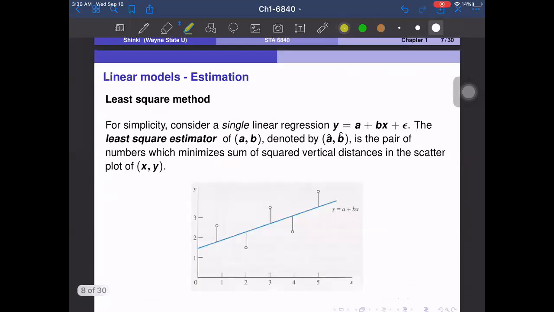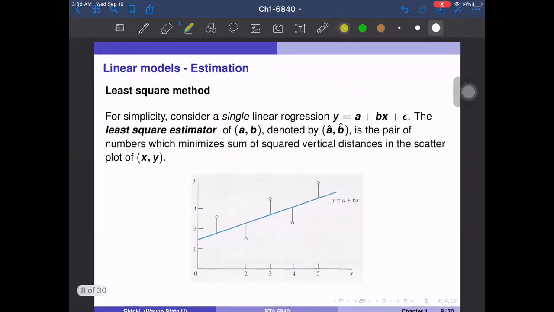Now we need a principle on how to determine beta. For simplicity, we consider a single linear regression. Maybe simple linear regression is the more common word. So we replace beta naught by A, beta 1 by B. What's the principle to determine A and B? The least square estimator of A, B, denoted by A hat, B hat, is the pair of numbers which minimizes the sum of squared vertical distances in the scatter plot of X, Y.